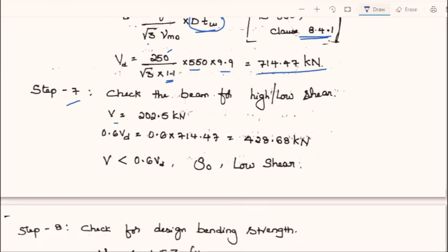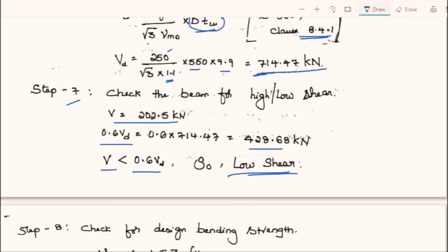Next, step number 7, check the beam for high or low shear. You know that the value V that we got in step 2 is 202.5, and 0.6 VD is 428.68. VD we got above. So comparing these two, you can clearly say that V is less than 0.6 VD. So it is a low shear case.